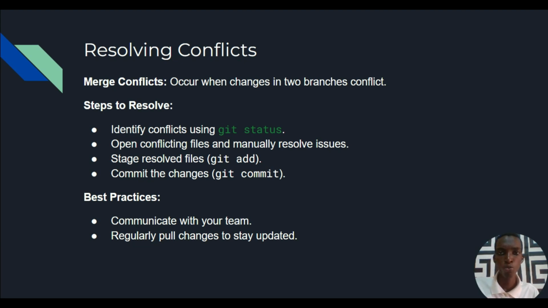Now for you to not have issues with conflicts, the best thing is to communicate with your team all the time, and always pull changes to stay updated, because sometimes your code might not be updated with the current one. Let's say 2 days, 3 days you haven't pushed, and there have been multiple changes. The moment you try to push or merge together, it's going to cause conflicts.